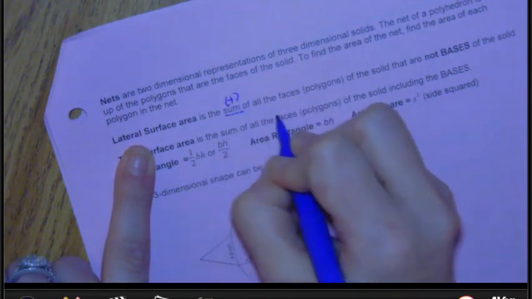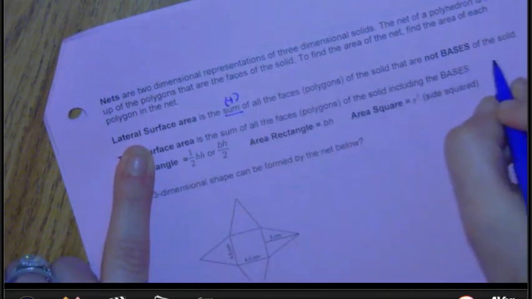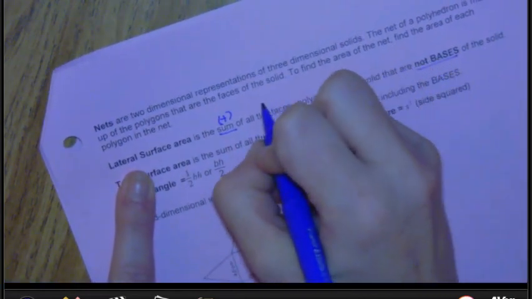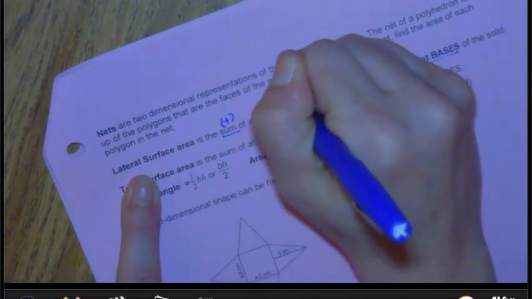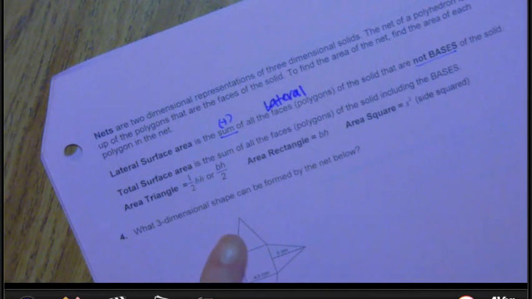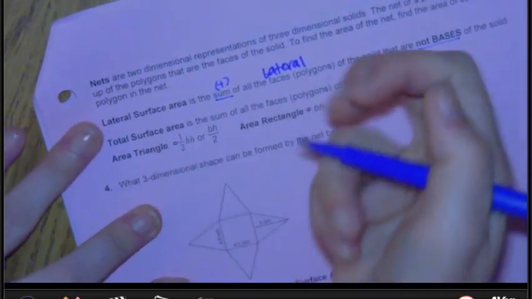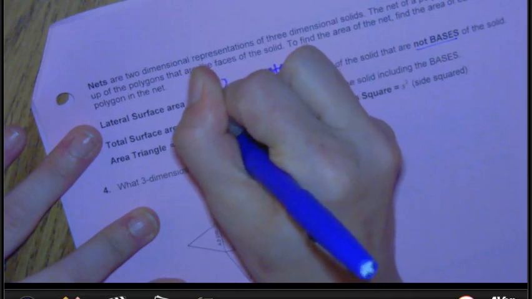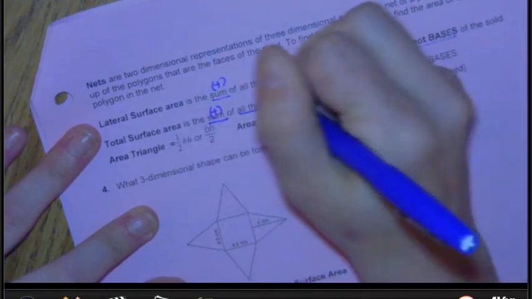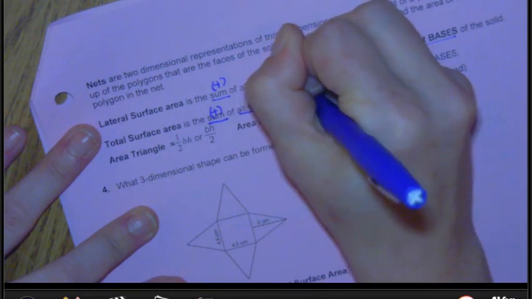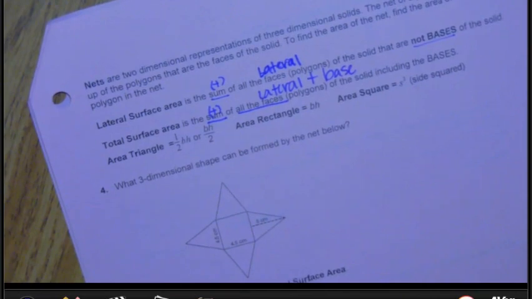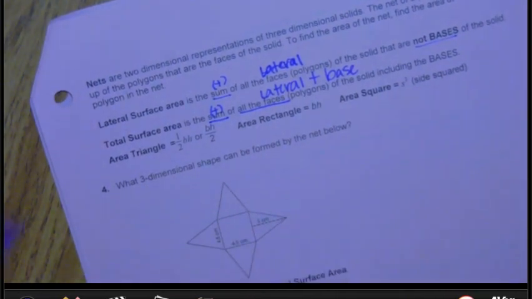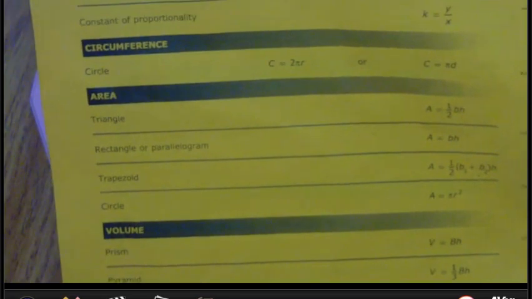So you're going to add all of the faces on your polyhedron that are not the base. You're going to add all of the lateral faces. All the lateral faces, and it's not the base. The total surface area is the sum, which is addition again, of all of your faces. So it's lateral plus your base. All right. And then it gives us a couple of formulas here, which we can also find on our gold reference sheet. Okay.